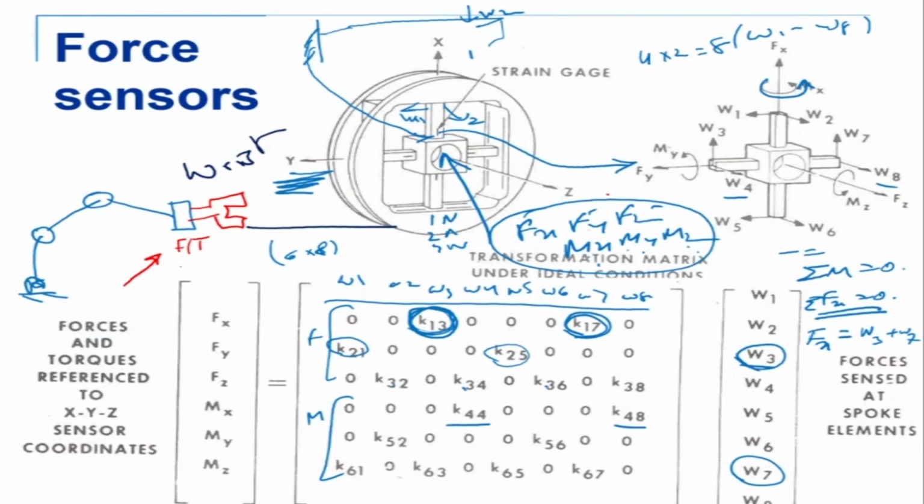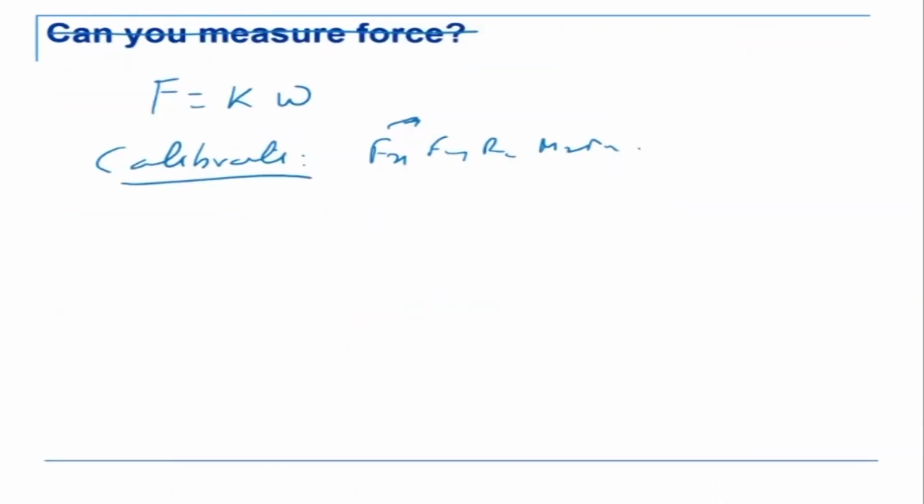Once we calibrate it, then I know what the relation is. I need to find these values, right? Then what I can do is say W is equal to K inverse into F.